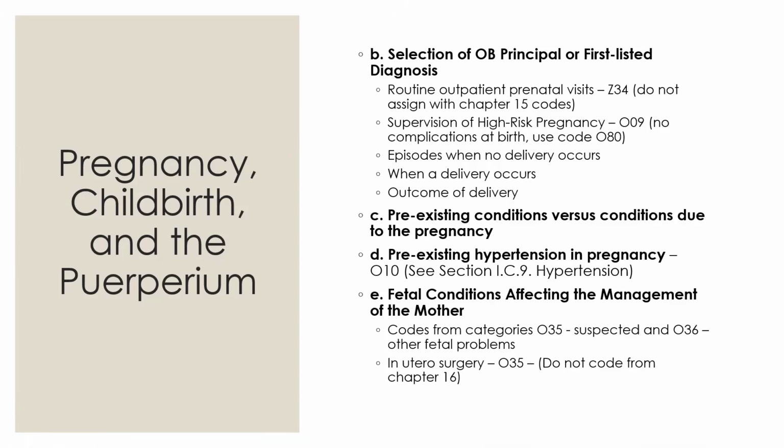Last up for this slide, in utero surgery. In cases when surgery is performed on the fetus, a diagnosis code from category O35, maternal care for known or suspected fetal abnormality and damage, should be assigned identifying the fetal condition. Assign the appropriate procedure code for the procedure performed. No code from Chapter 16, the perinatal codes, should be used on the mother's record to identify fetal conditions. Surgery performed in utero on a fetus is still coded as an obstetric encounter.